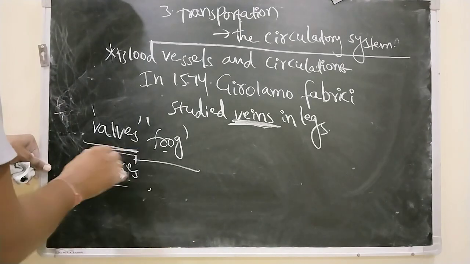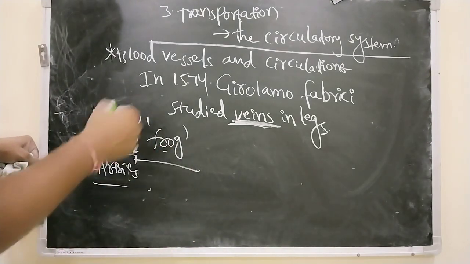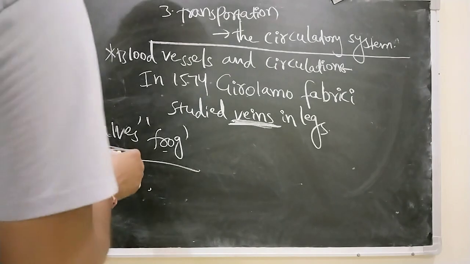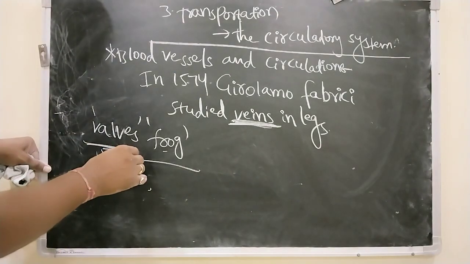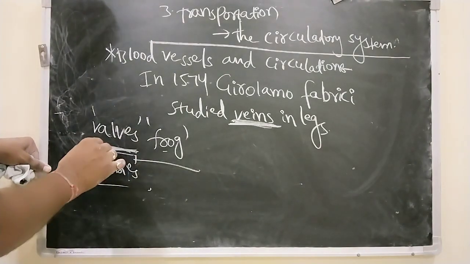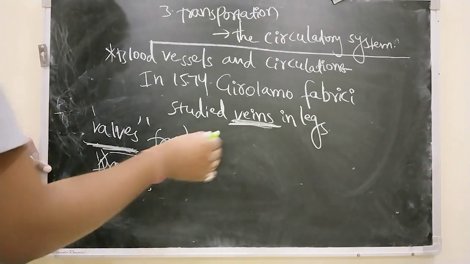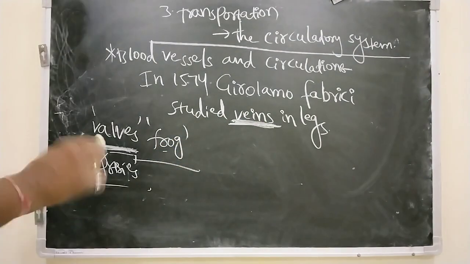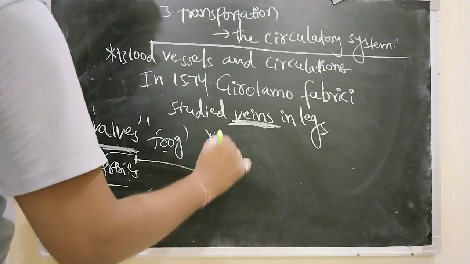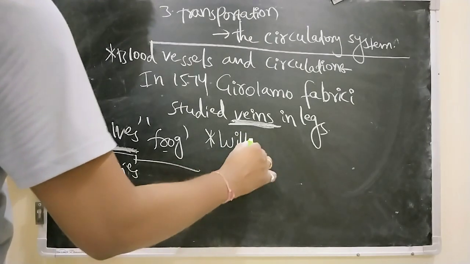But he did not recognize how the blood is circulating in the heart. He understood that valves are the structures which allow the blood to flow in one direction only in veins. Later came another scientist, his student William Harvey.